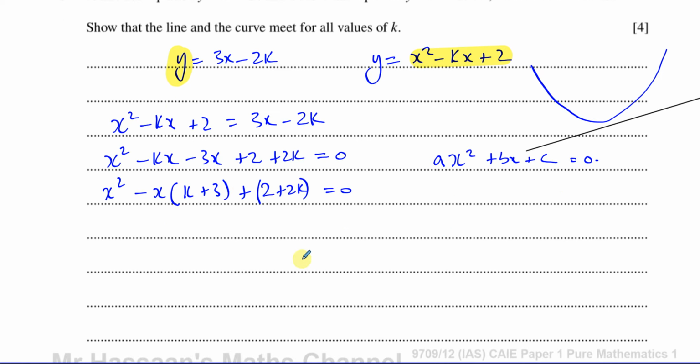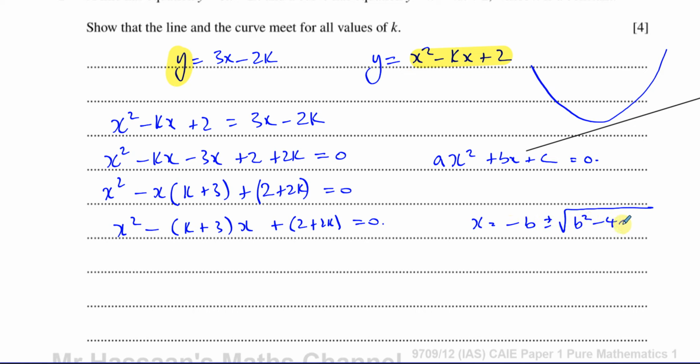I'll write it so it's a bit more familiar. You have x squared minus, I've got k plus 3 times x plus 2 plus 2k equals 0. So this is my a, 1, minus k plus 3 is my b, and 2 plus 2k is my c. Now, when you solve a quadratic equation, you have x equals minus b plus or minus the square root of b squared minus 4ac, all over 2a.